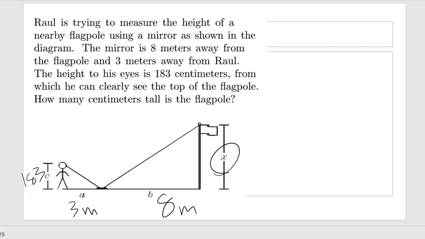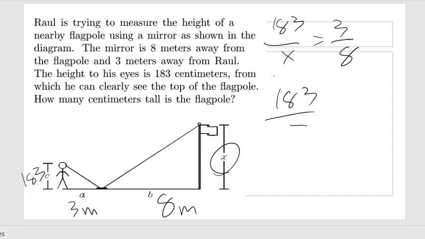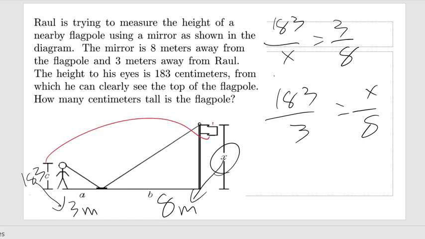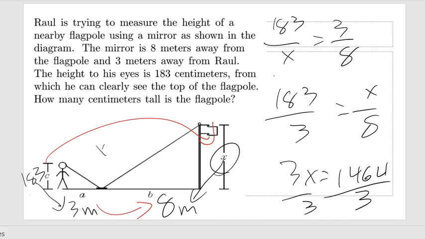So once again, I put everything in the location that needs to go. So you can set up 183 over x equals 3 over 8. You can set up 183 over 3 equals x over 8, or you can switch them. So we went from here to here, and here to here, or we go from here to here, and here to here, as long as your arrows are consistent. So you get 3x, because I took 3 times x. Then you take 183 times 8, and get 1,464. Take that number divided by 3. And the height of the flagpole comes up to be 488 centimeters.